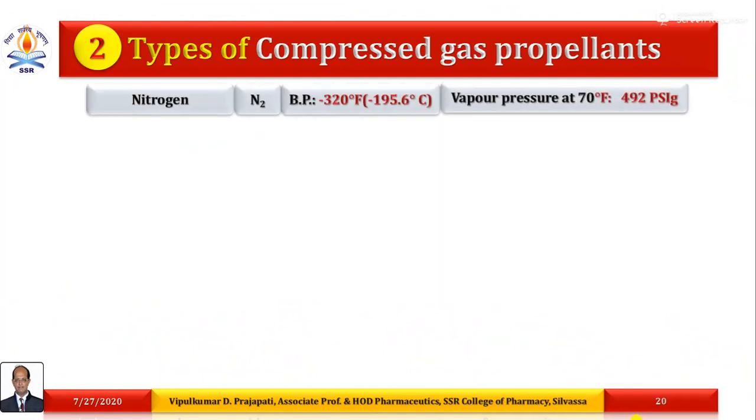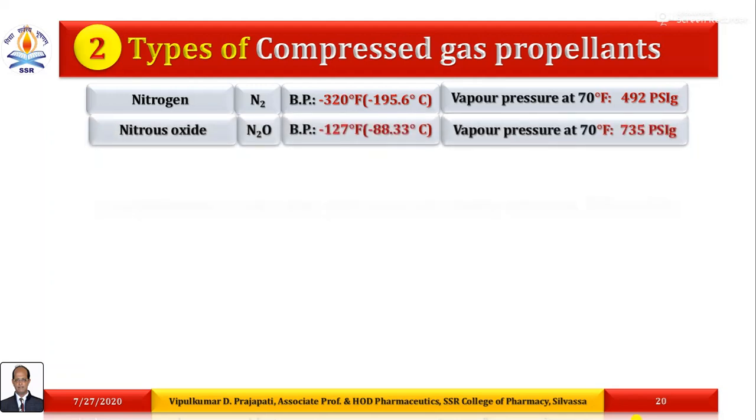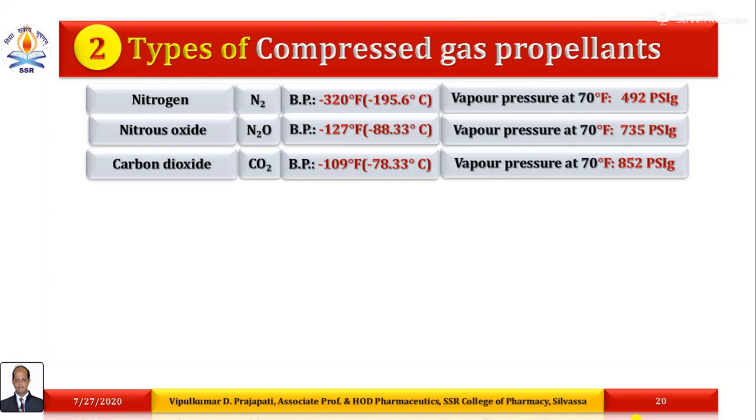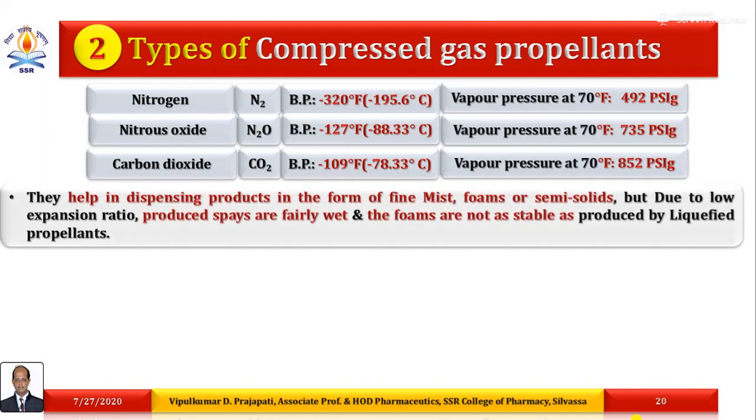Next, the second category of propellants, that is compressed gas propellants. What are the examples of compressed gas propellants? First one is nitrogen, second nitrous oxide, and third is carbon dioxide. Compressed gas propellants help in dispensing products in the form of fine mist, foams or semi-solids, but due to low expansion ratio, the produced sprays are fairly wet and foams are not as stable as those produced by liquefied propellants.